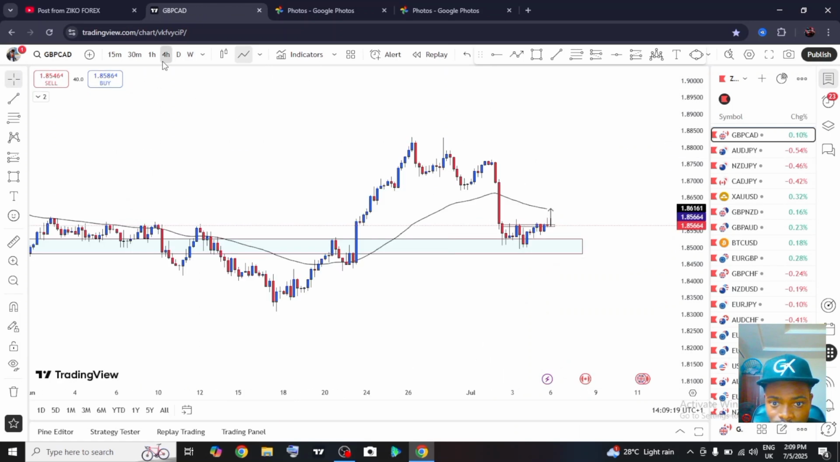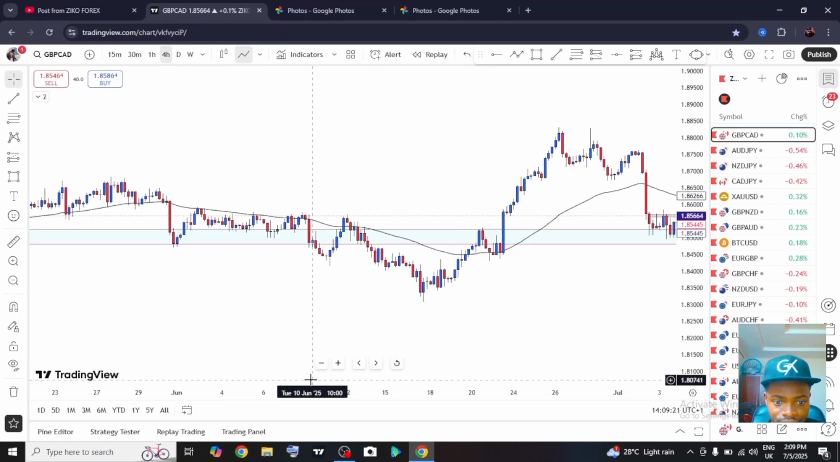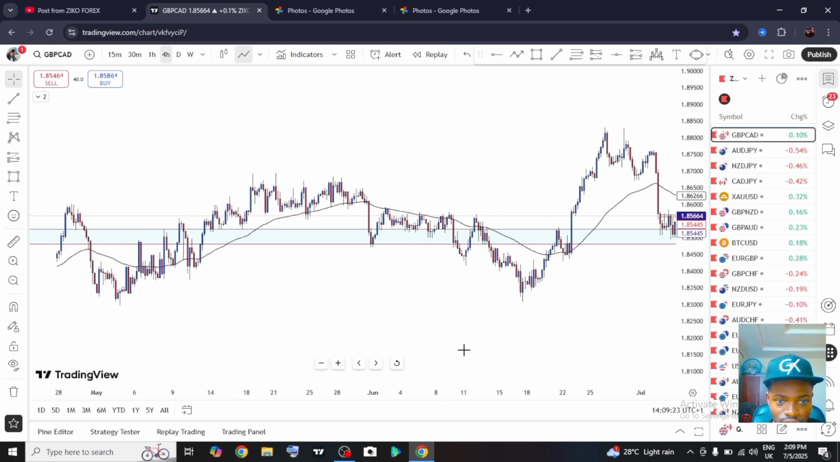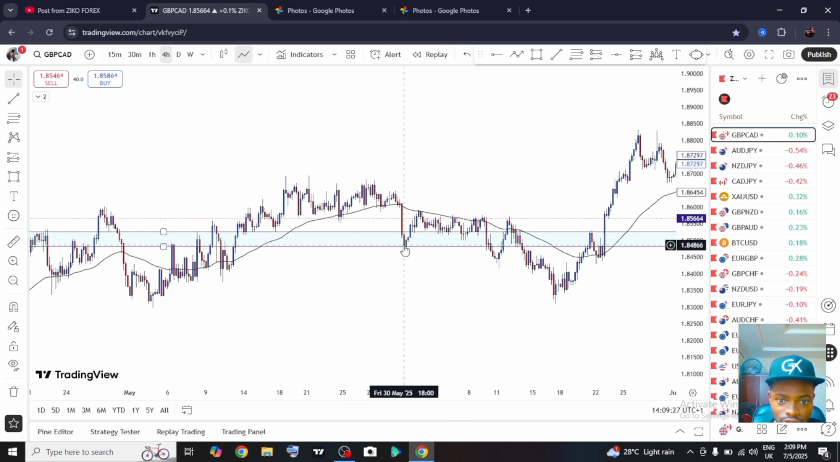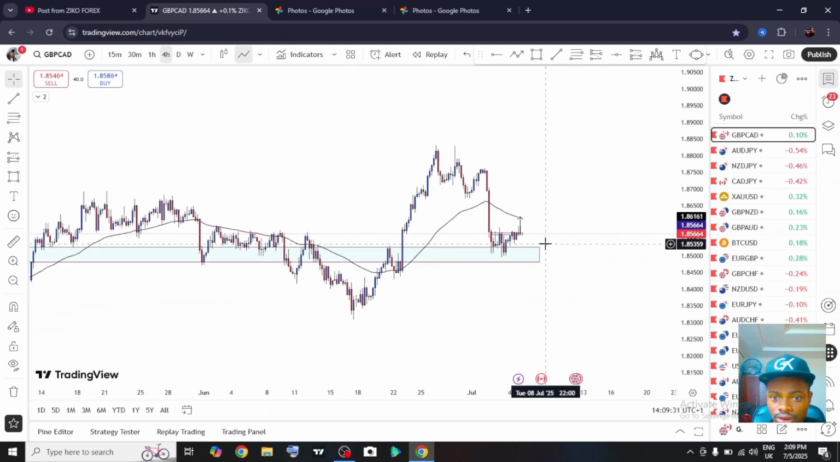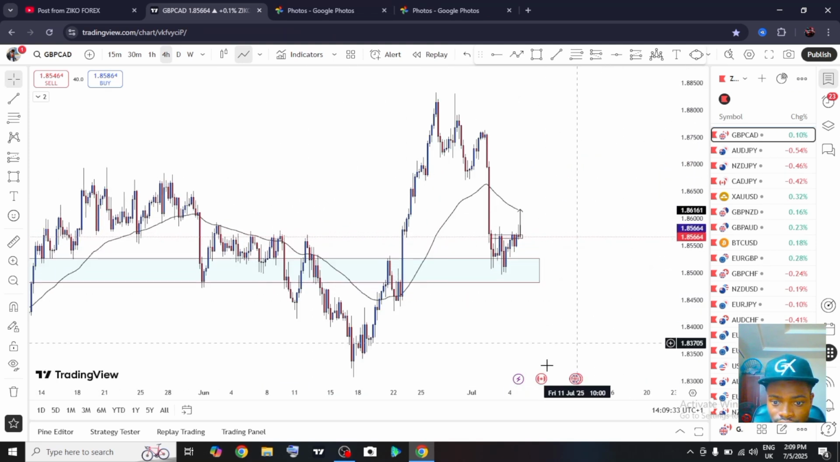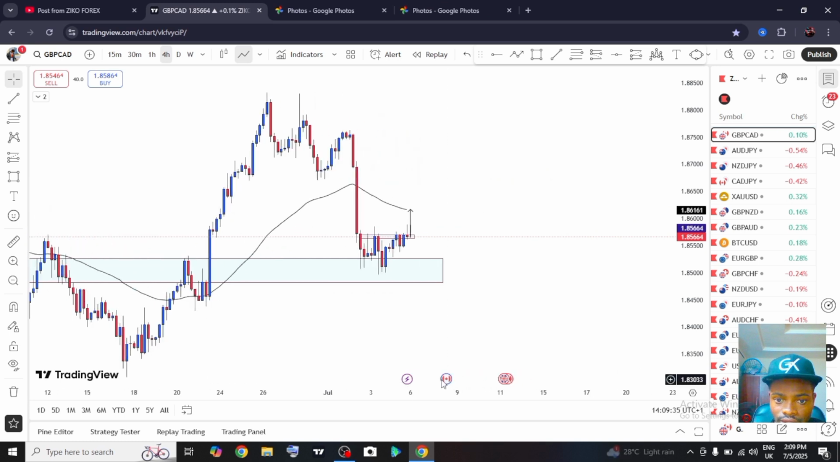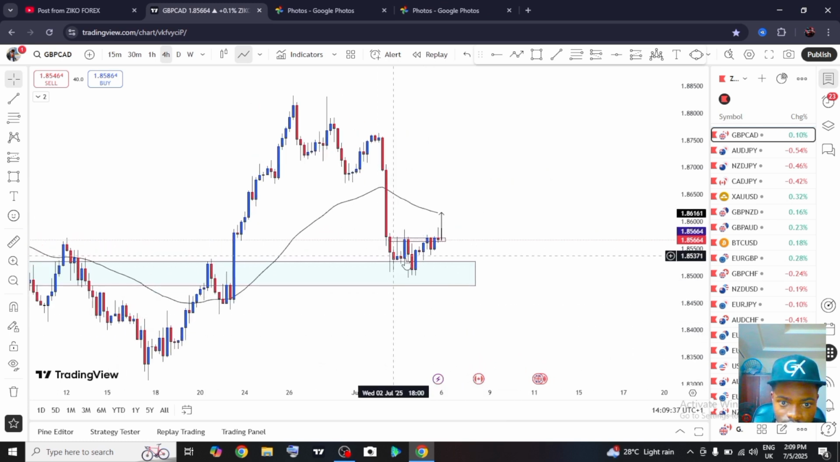So on the 4-hour time frame, where the area of interest is very clean, you can see that we have multiple rejection from area of interest. Price has rejected area of interest multiple times, right? So the 4-hour time frame is currently bullish, right? Because this is the lower low and this is the lower high.